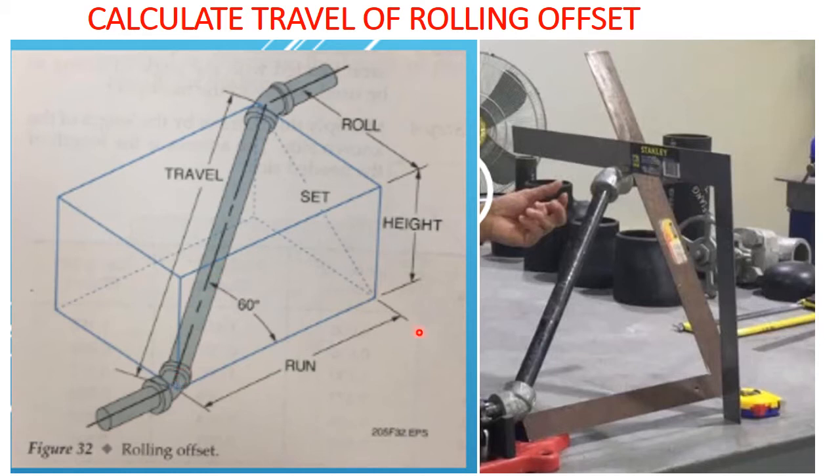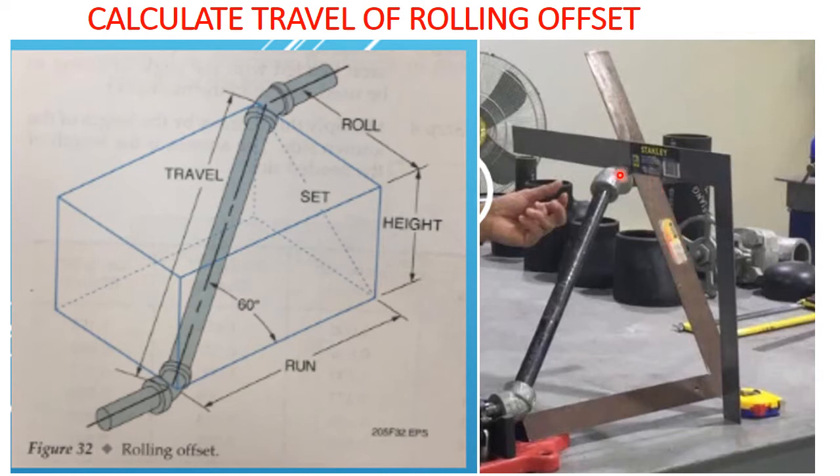Now I made this figure actual, so you can understand easily. From here to here is called roll. From here to here is called height. From here to here is called run. From here to here is called set.